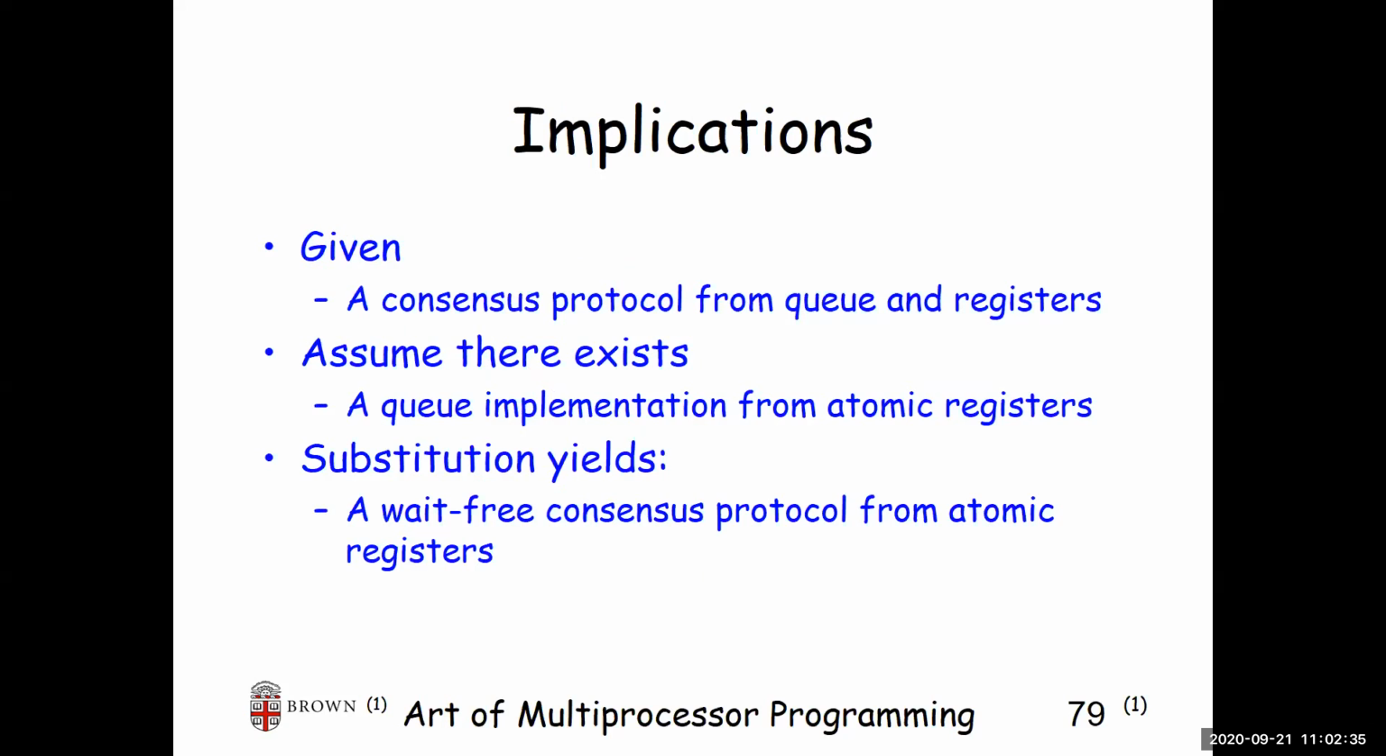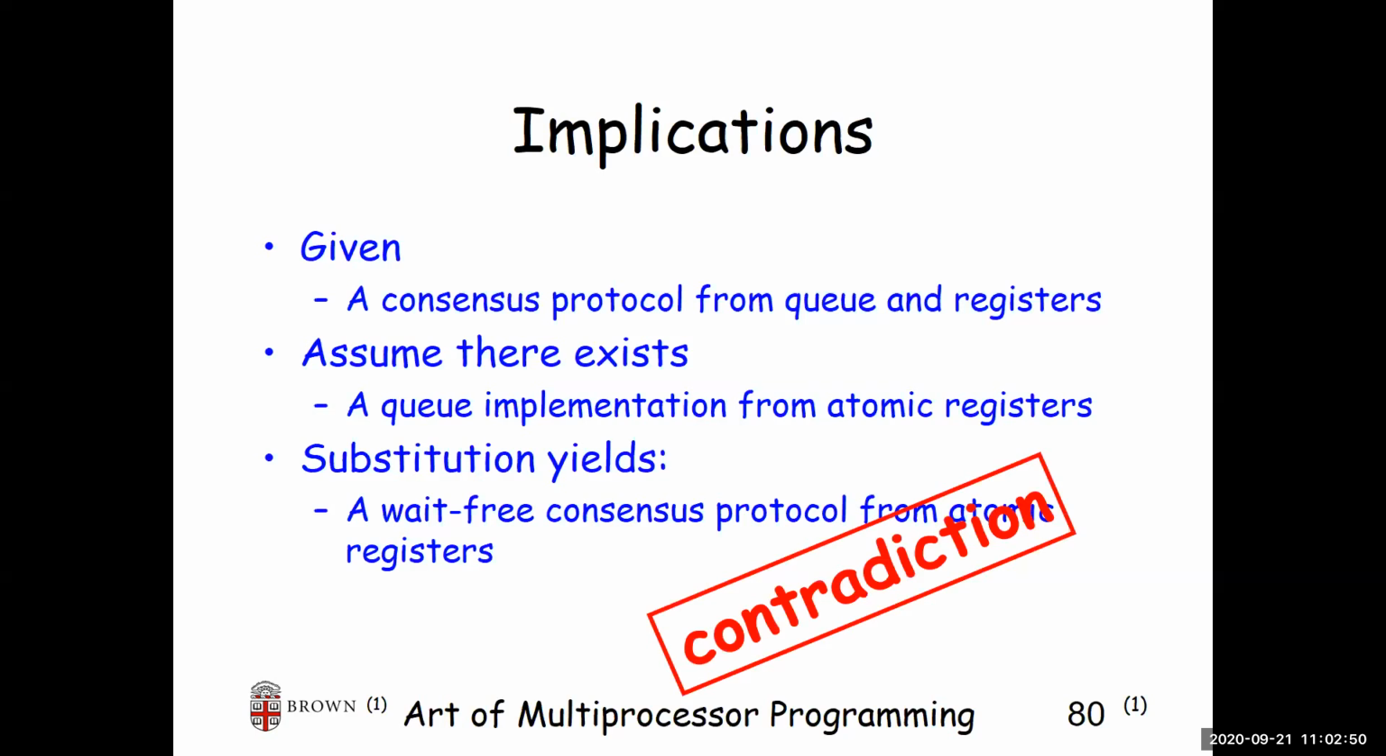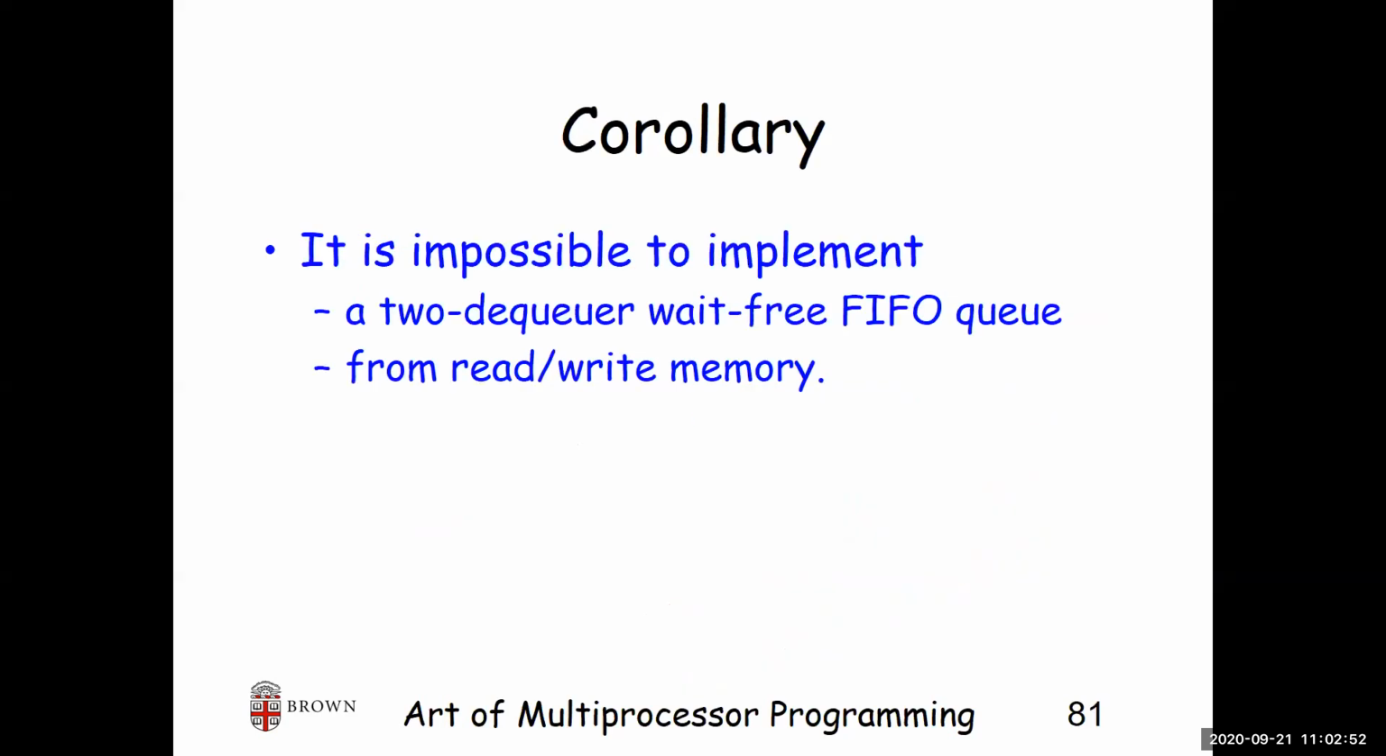Implications: a consensus protocol from queue and registers exists. Assume there exists a queue implementation from atomic registers. Substitution yields a wait-free consensus protocol from atomic registers, which is a contradiction. We know we can't do that. Therefore, it is impossible to implement a two-dequeuer wait-free FIFO queue from read-write memory.